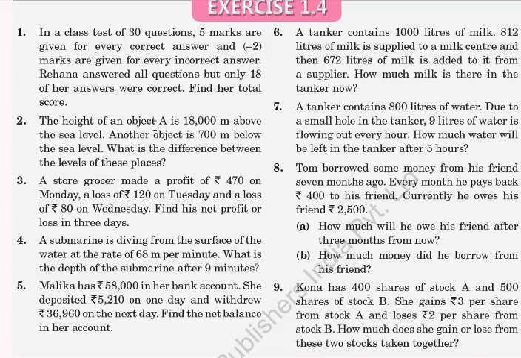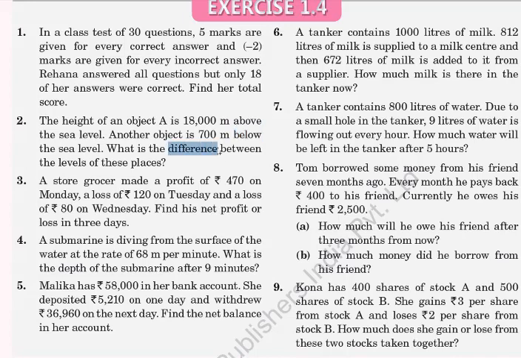Now here the height of an object A is 18,000 meters above the sea level. Whenever they say the word above here, that represents a plus sign. Another object is 700 meters below the sea level. The word below they are using here means it will have a minus sign. Now they are asking what is the difference between the levels of these places. Difference means we have to subtract both of them.